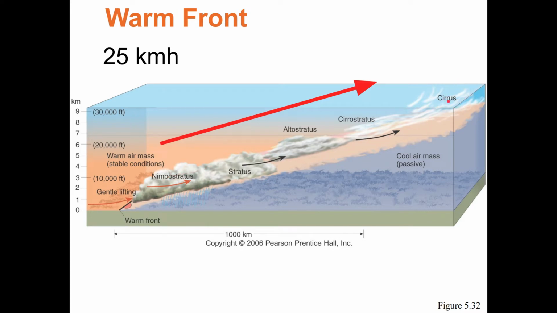So you have cirrus clouds, and then as it moves along, you can see that the altitude of the clouds just gets lower and lower, and then you have gradual gentle rain. From the actual boundary layer on the ground to the cirrus clouds, it's about 1,000 kilometers.